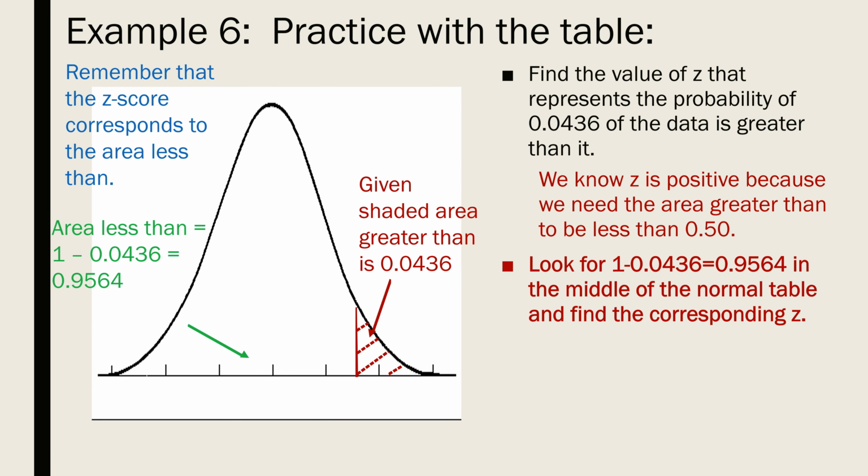This question is more challenging than the last one. Find the value of z that represents the probability of 0.0436 of the data is greater than it. We know that z is positive because we need the area greater than to be less than 0.5.